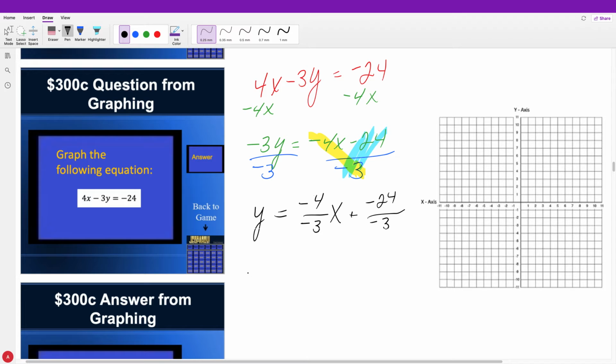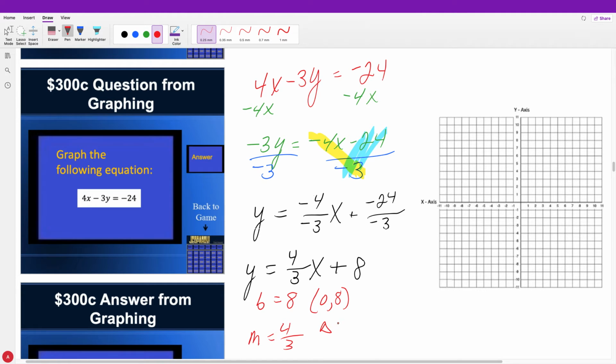From here, we're going to reduce what we can. The negatives make a positive, so 4 over 3 x, and the negatives make it a positive, so we just write plus 8. Then we identify what our b is. Our b is equal to 8, and that's the point (0, 8) because that's our y-intercept. Our slope is equal to 4 over 3, and that's our change in y over change in x. The first thing we do is plot the point (0, 8), so we'll go up to 8.